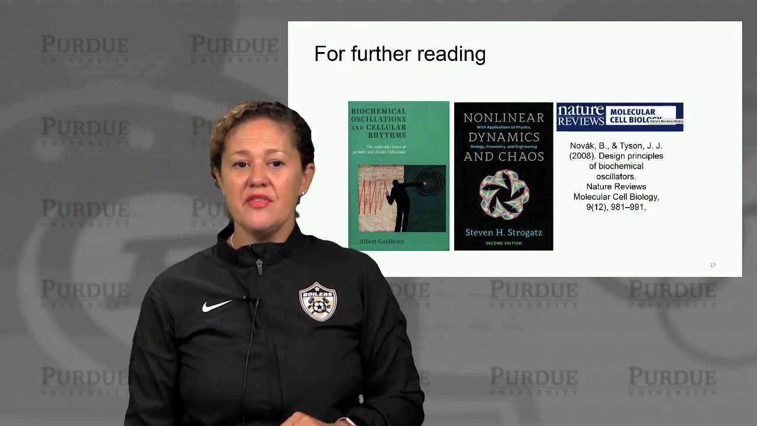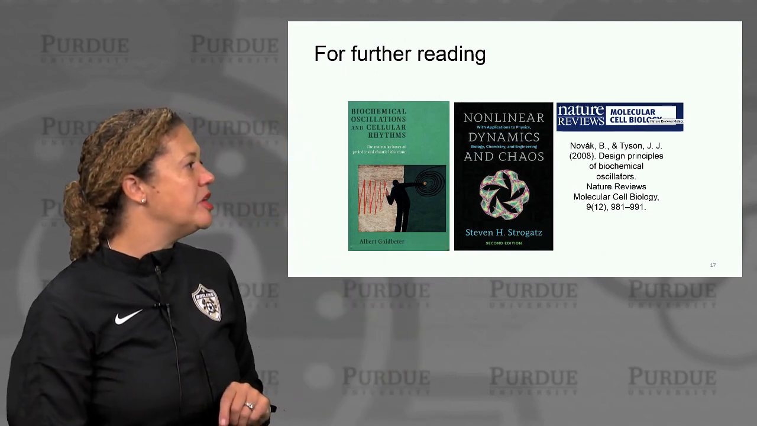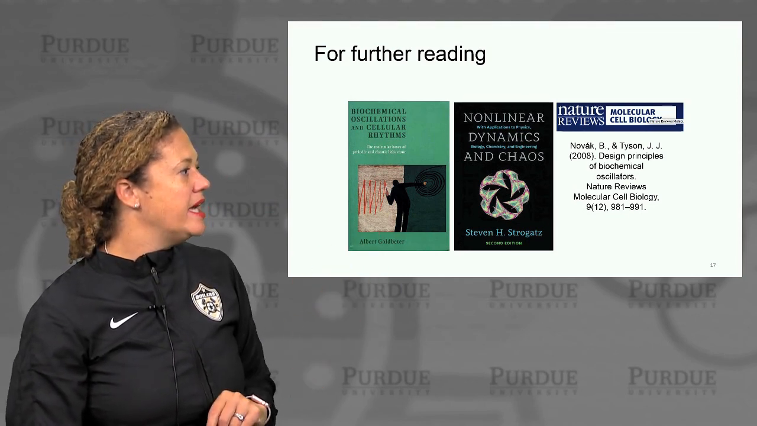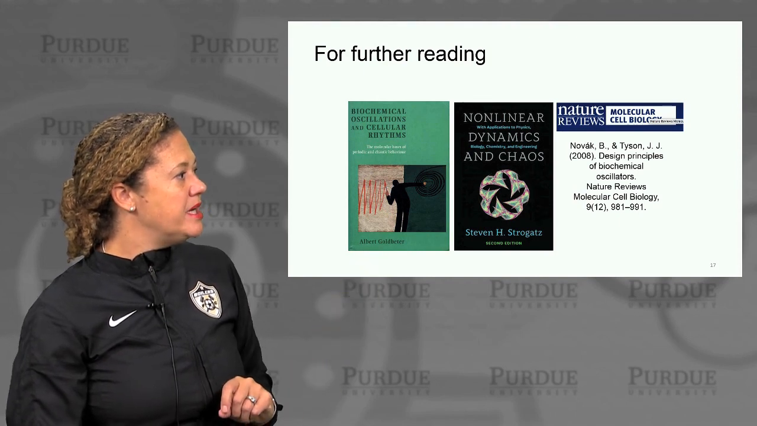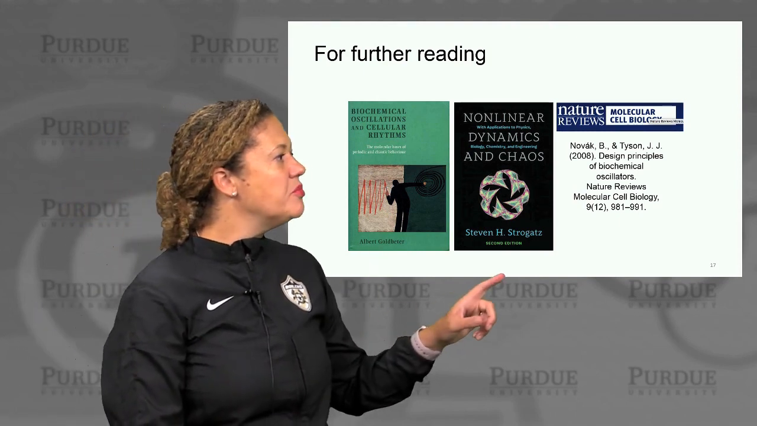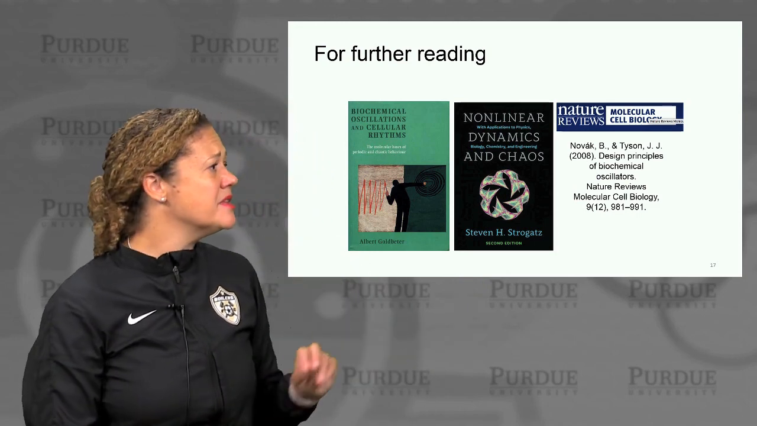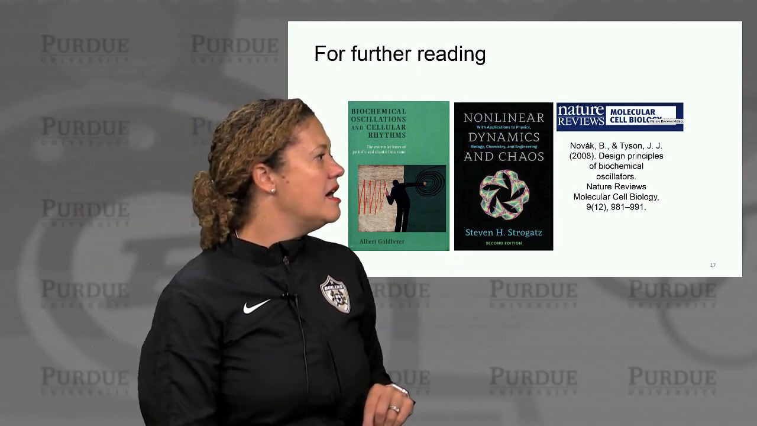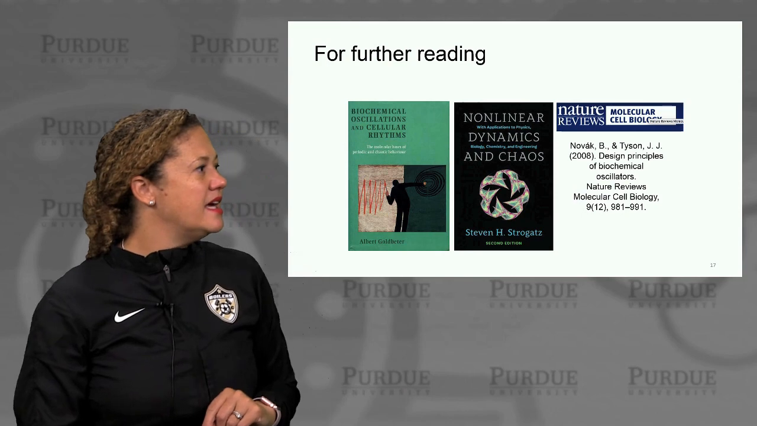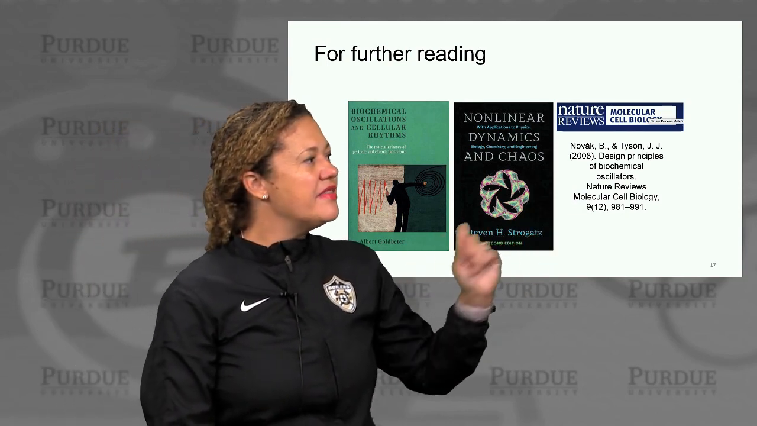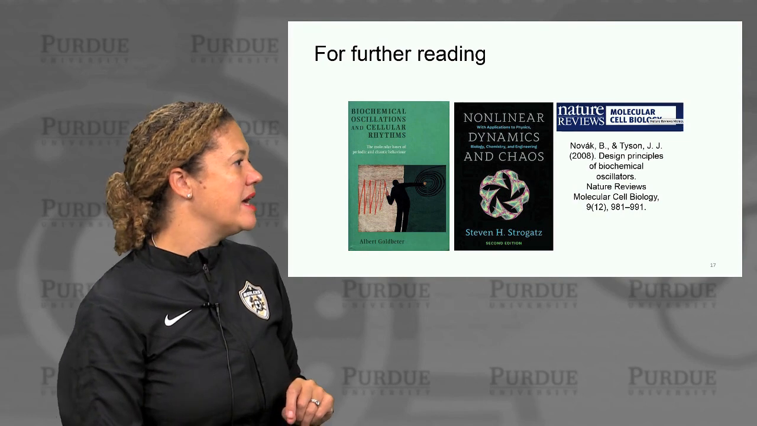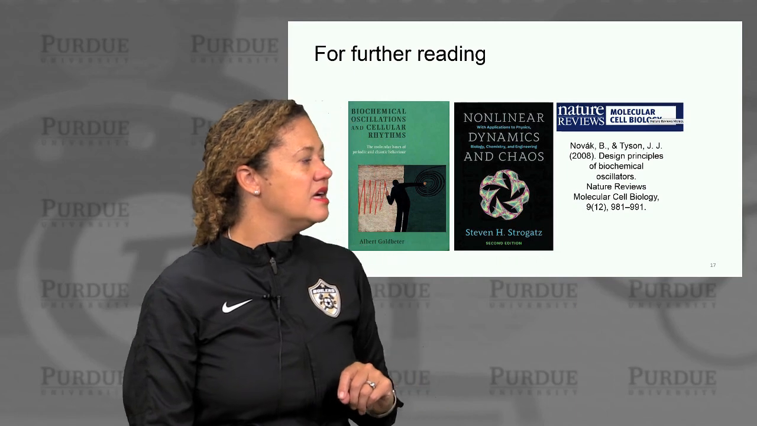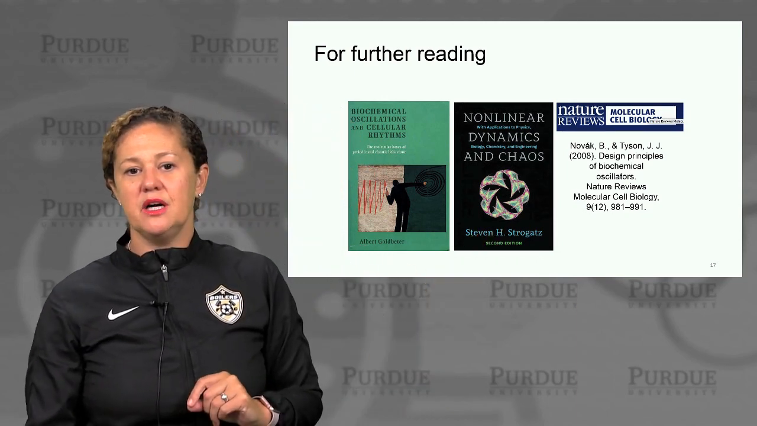So for further reading on these topics, I've listed a couple really great books. For understanding more about biochemical oscillators, I really recommend this book by Goldbeter, who's really been a pioneer in this field. And for more on the nonlinear dynamics and mathematical side of oscillations, I highly recommend Strogatz's book, Nonlinear Dynamics and Chaos, as well as looking at the design principles of biochemical oscillators. Again, another pioneer in this work, Tyson, has a nice Nature review on this topic as well.